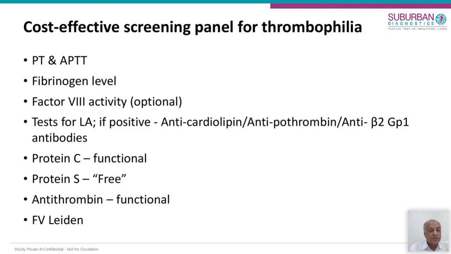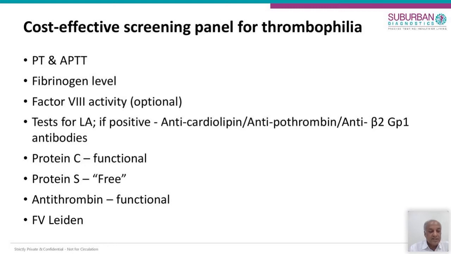So we should always do that. Fibrinogen level will tell us, of course, with thrombin time, the possibility of dysfibrinogenemia, where you can get increased tendency to venous thrombosis. Factor VIII activity, test for lupus anticoagulant, and I'm talking about the screening test. And of course, if positive, go to anti-cardiolipin, anti-prothrombin, or anti-beta-2 glycoprotein 1 assays, antibody assays.